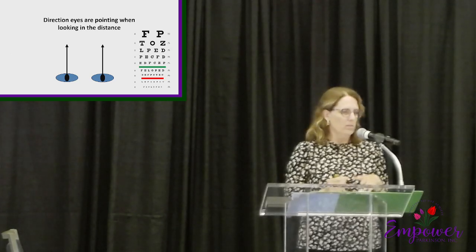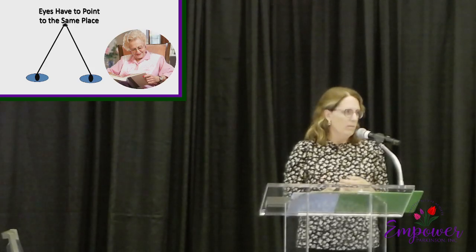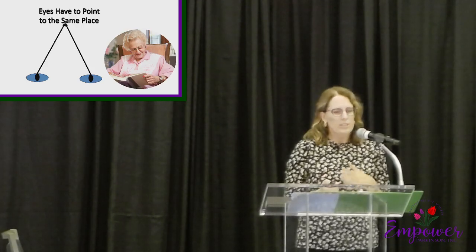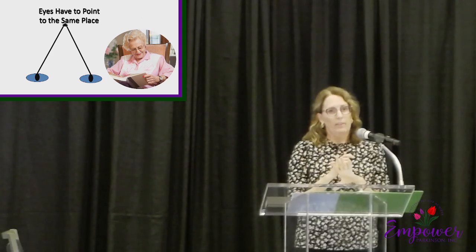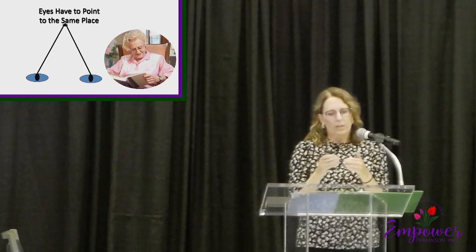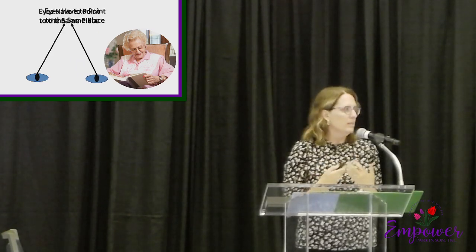When we look in the distance, we want our eyes to be pointing straight ahead. When we look up close, we want our eyes to do something called converge, so our eyes have to come together and point at that near object and stay there comfortably. So as in when we're reading, each eye is actually getting a slightly different view of the world, and the brain is putting it together. And if those two images are not lining up properly, that's when you start to have some of that double vision occurring.